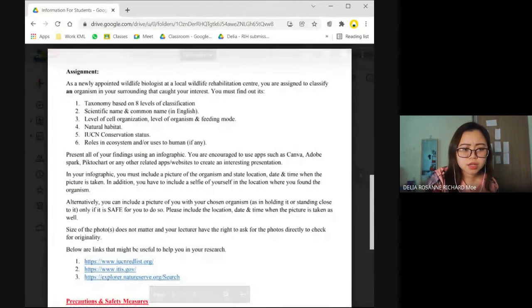Just to summarize, you choose organism, any organism, you find this information, you put this information and the picture in the infograph, and then you send the draft to me. That's it. That's your assignment.